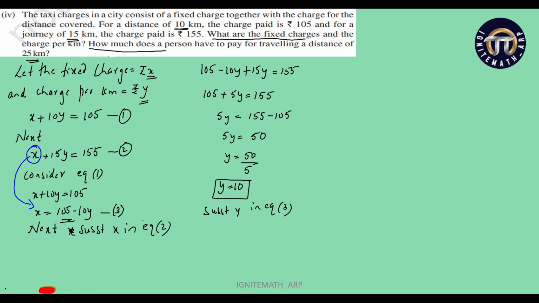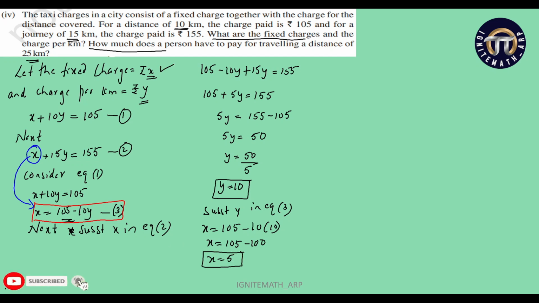So what is equation 3? Equation 3, look at this. This is our equation 3. I'm supposed to substitute y in this equation. Clear? So x is equal to 105 minus 10 into 10. x is equal to 105 minus 100. So x is equal to 5. So what have I taken x as? That is the fixed charge.